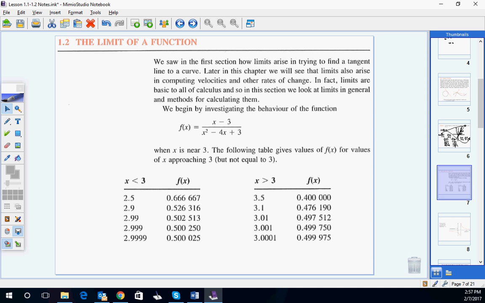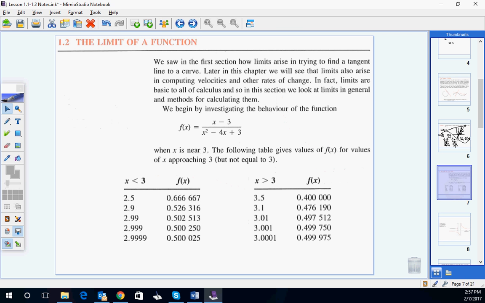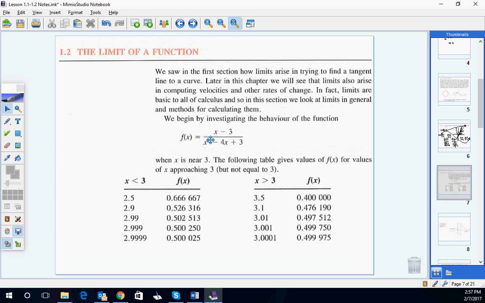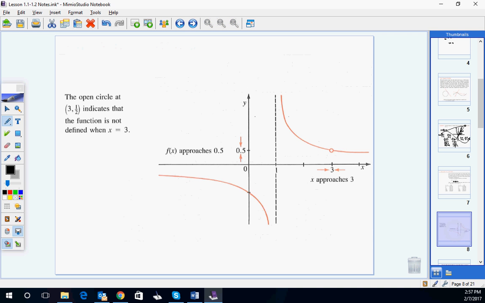All right, so what does that mean? Well, here's the picture. So the open circle at 3, 1/2 indicates the function is not defined at 3. Why is that not defined at 3? Well, if we go back, if you didn't notice, this factored. If I go back, this is what that factors to. Why is 3 a problem? Yeah, I'm having a hole there. So that's why on this picture, we have a hole there.